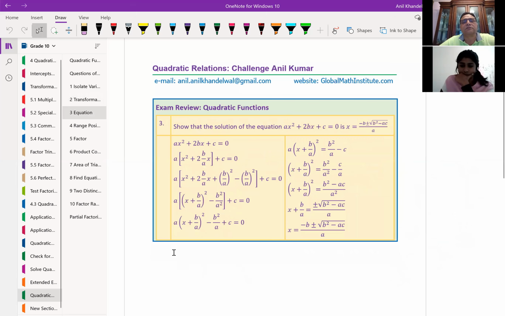Okay, so let's move on to the next question, which is: show that the solution of the equation ax squared plus 2bx plus c equals 0 is x equals that. Now, tell me, how will you do this question?